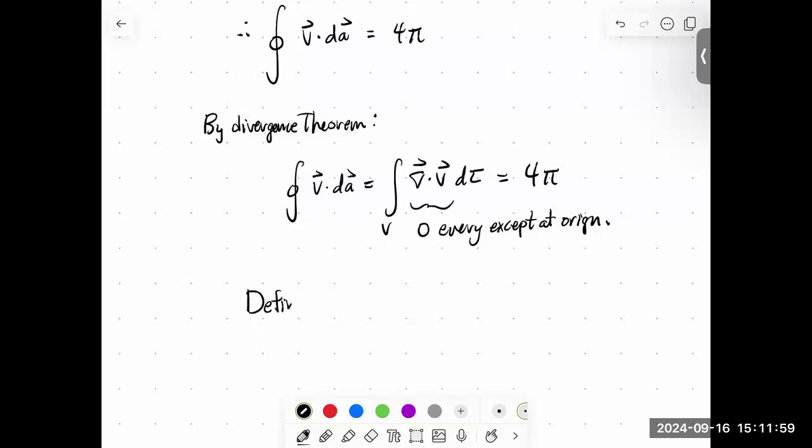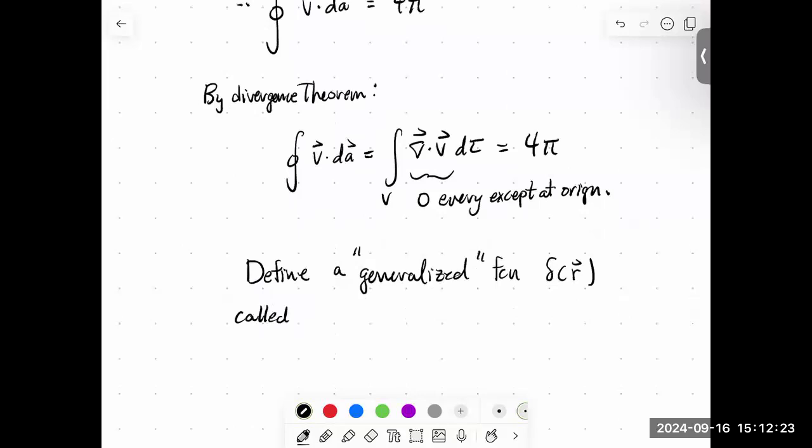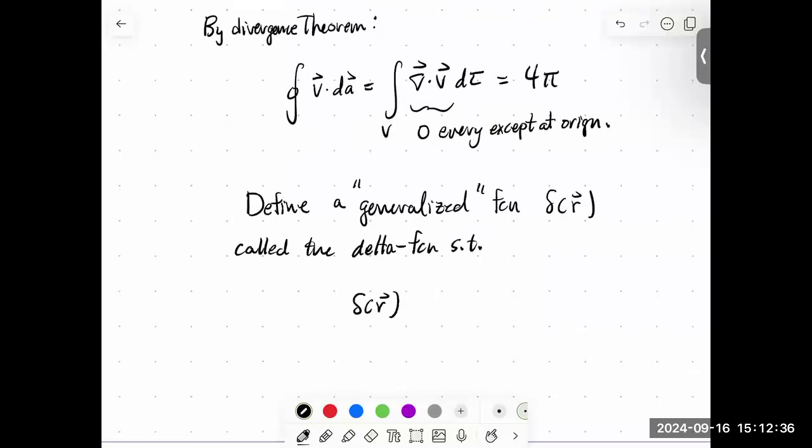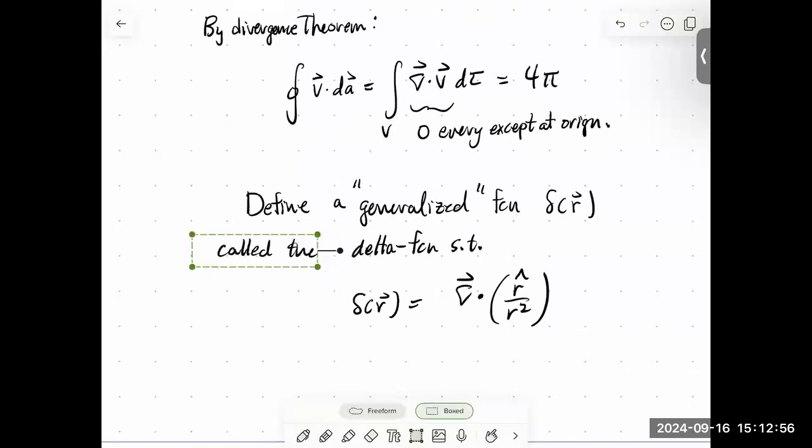So we're going to define, they give it a name, don't they? They call it a generalized function, which is going to be called delta R. So, called the delta function, conveniently. Such that, well, okay, so it's defined to be the divergence of r hat over r squared. You know, exactly the vector field V that we started with. Okay, I should give it its full name. This is the Dirac-Delta function.